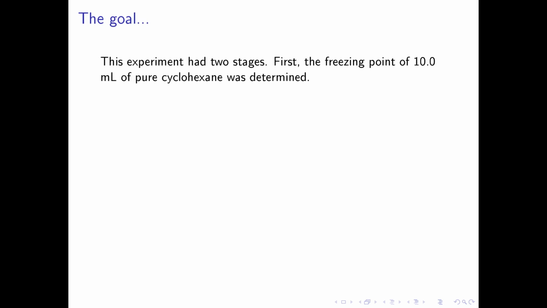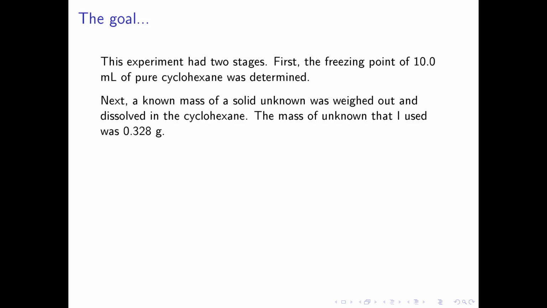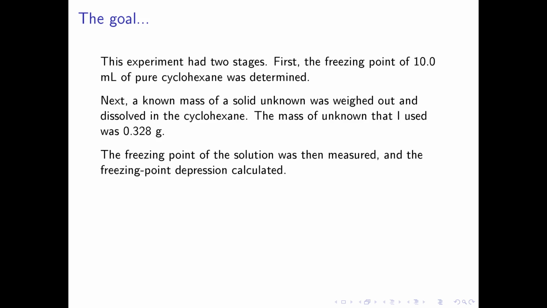Recall that this experiment had two stages. First, the freezing point of 10.0 milliliters of pure cyclohexane was determined. Next, a known mass of a solid unknown was weighed out and dissolved in the cyclohexane. For this particular calculation, the mass of unknown that I used was 0.328 grams. Next, the freezing point of the solution was measured, and the freezing point depression calculated.